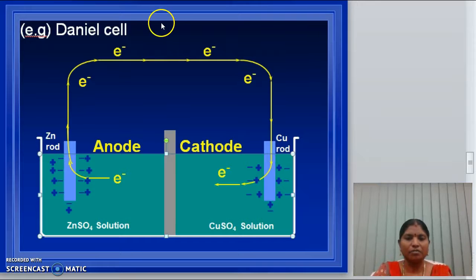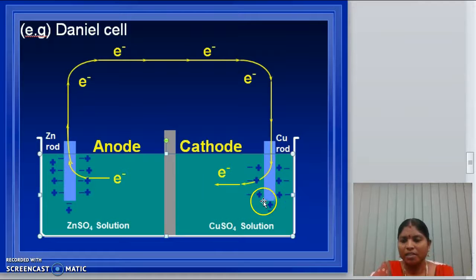So generally, how will you define electrode potential? When a metal is dipped in a solution of its own salt, either loss or gain of electron takes place and a potential is developed. That potential is known as electrode potential. If the potential is developed due to oxidation reaction, it is oxidation potential. If the potential is developed due to reduction reaction, it is known as reduction potential. Very simple. That's all.